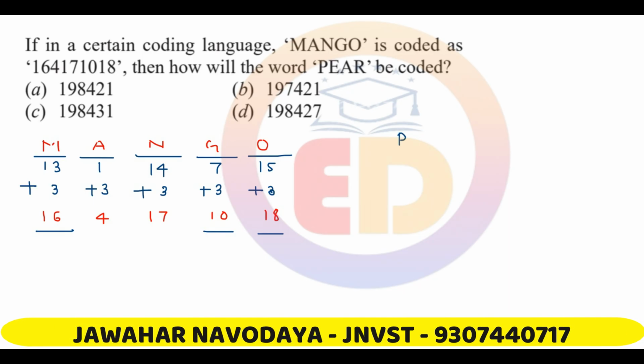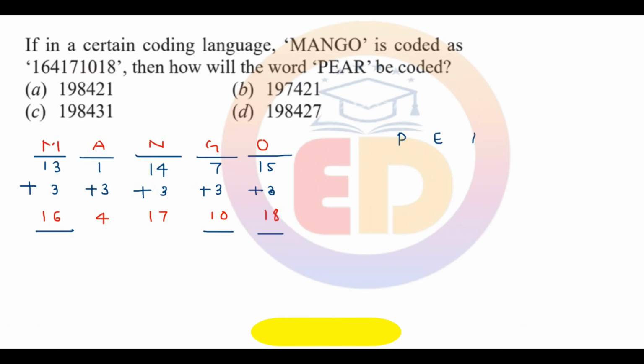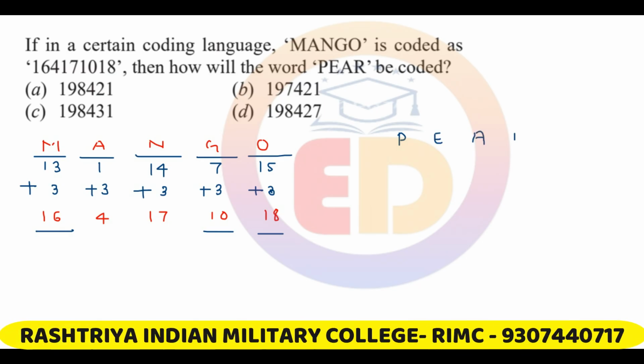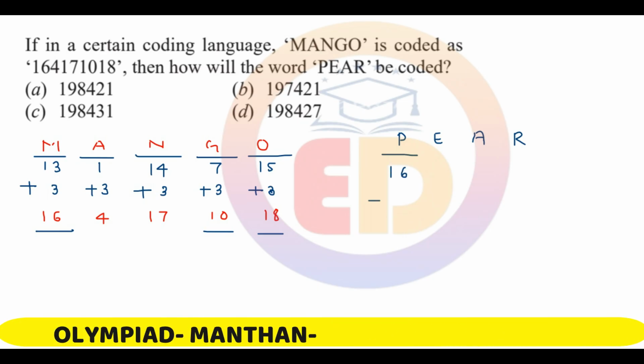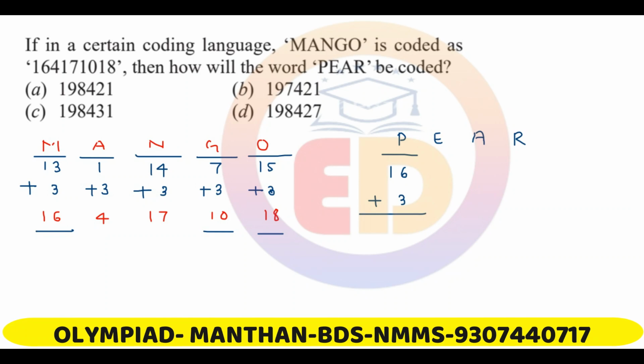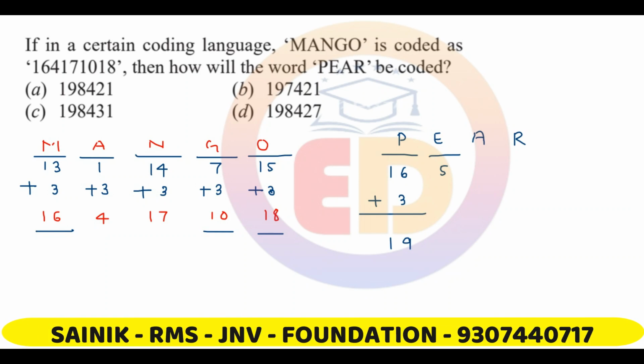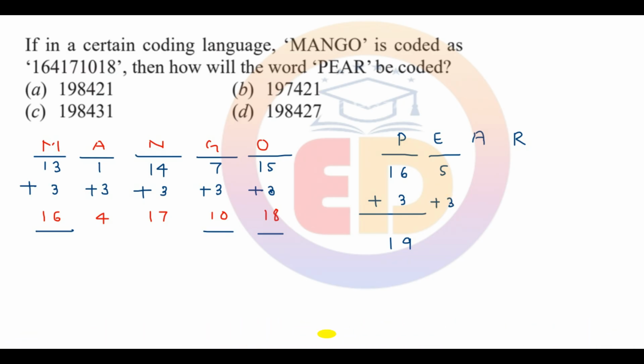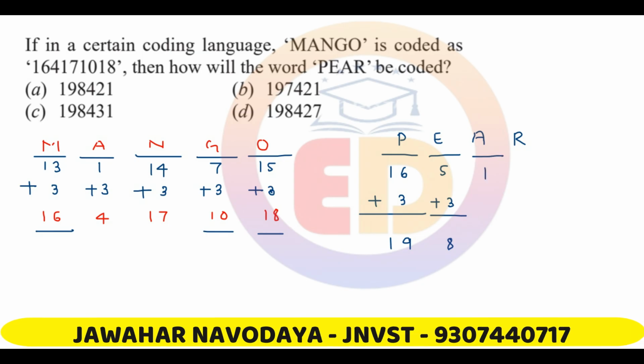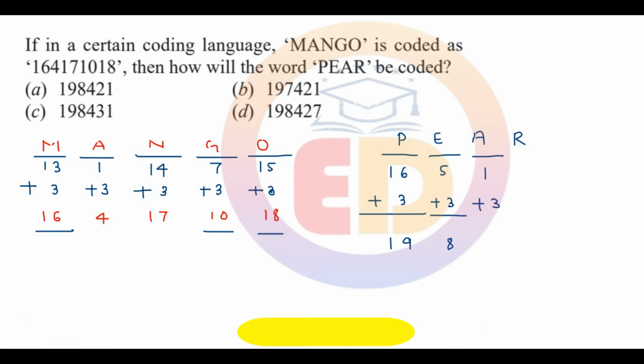Now they are asking that accordingly what will be the code for pear. P is numbered 16, add 3 will become 19. E is numbered 5, add 3 will become 8. A is numbered 1, add 3 will become 4.